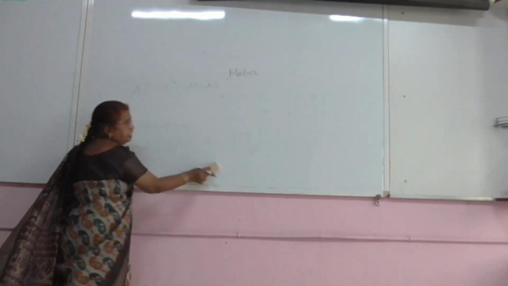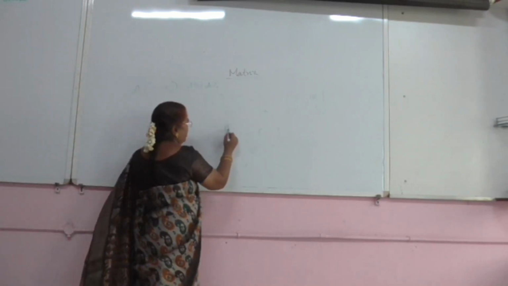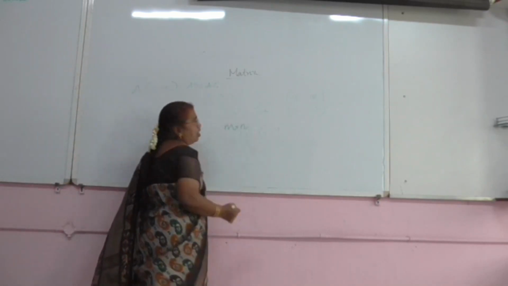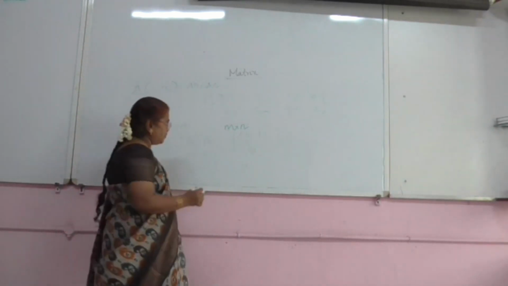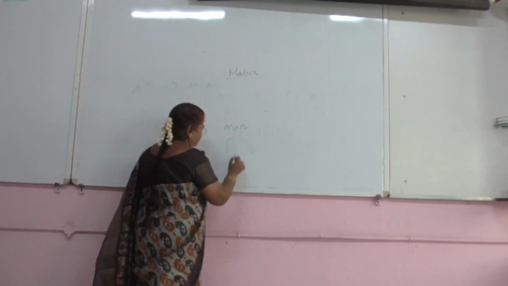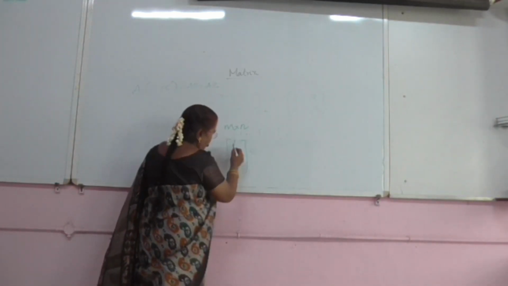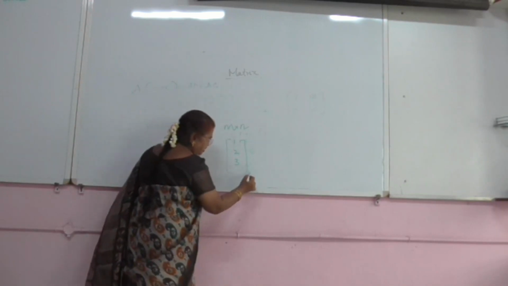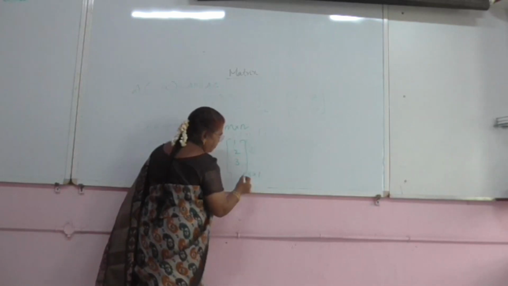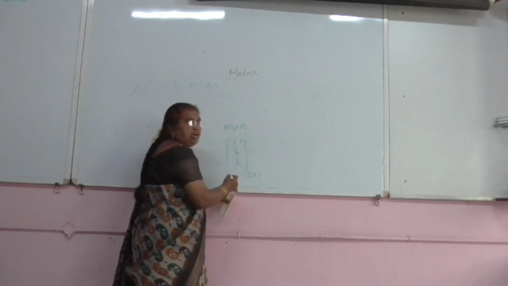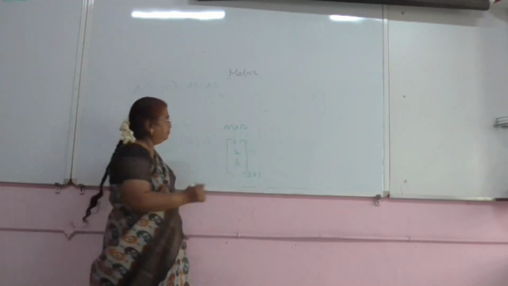We discuss different types of matrices. M by N is the order of the matrix. M is the number of rows and N is the number of columns. 1, 2, 3. How many rows are here? 3 rows. Number of columns? 1. 3 by 1. Here only one column is there. Therefore this is called a column matrix.